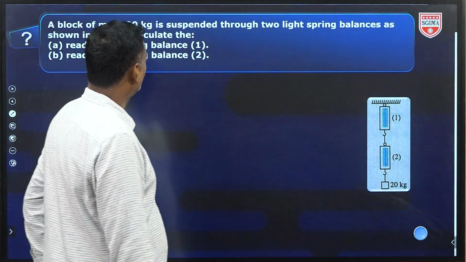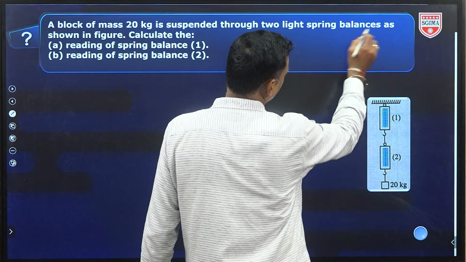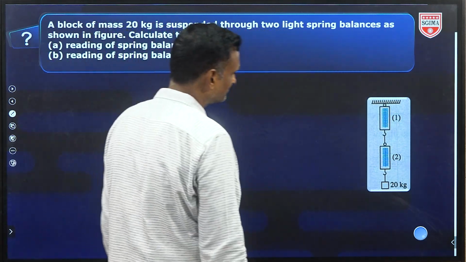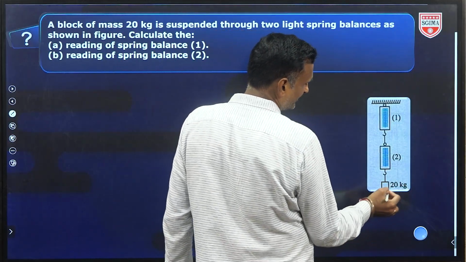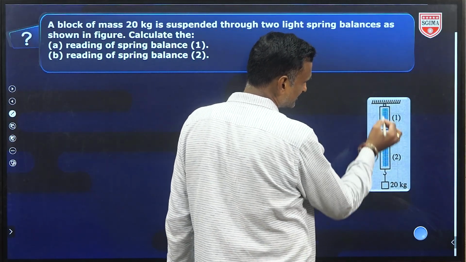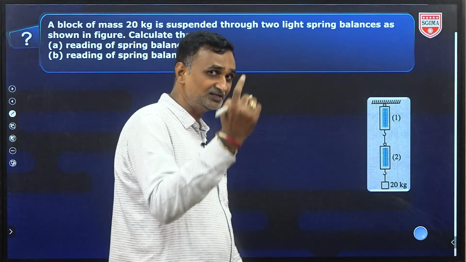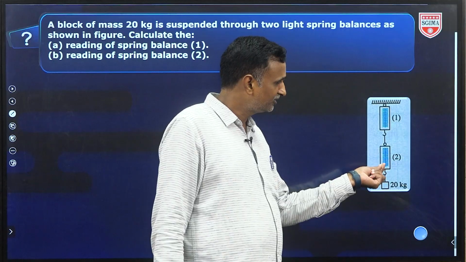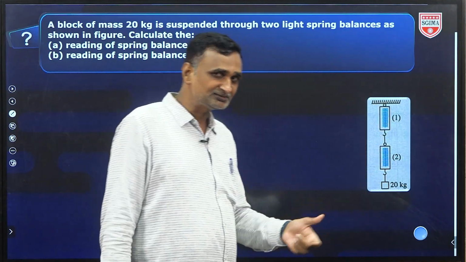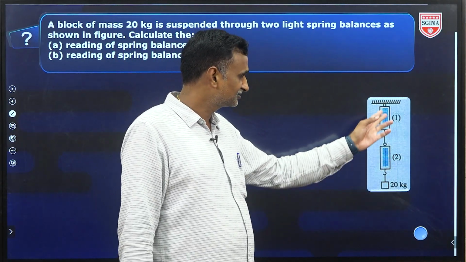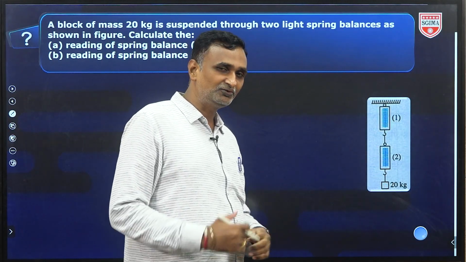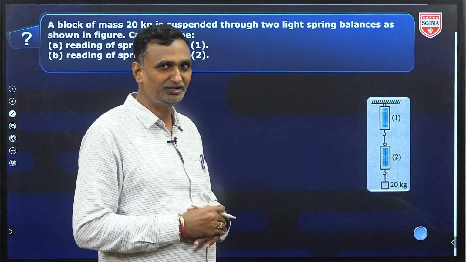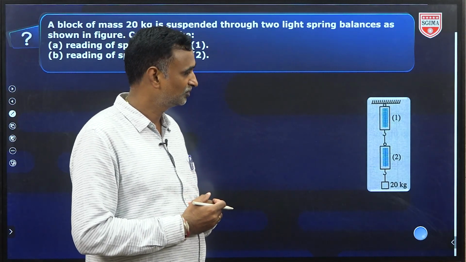Next one: a block of mass 20 kg is suspended through two light spring balances as shown in the figure. Calculate the reading of spring balance 1 and spring balance 2. You can find here a 20 kg mass suspended by two spring balances, and you can find this concept from the series combination. See here, end-to-end combination. When it is end-to-end it is called series, as we just discussed. So in this case, the force must be equal in both the springs. We discussed the same point in the spring combination in series model.